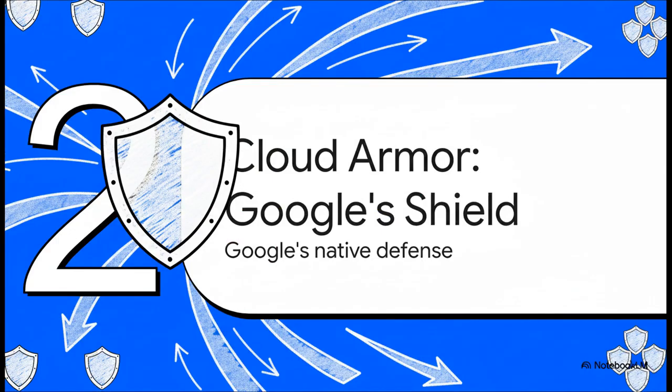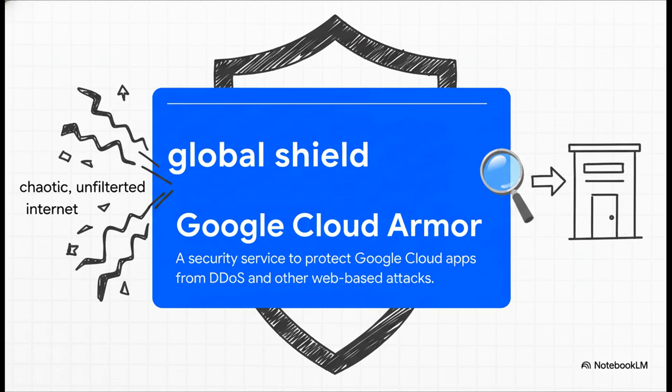Okay, so with that pretty scary picture in mind, how does Google suggest you defend your services? Well, their answer is a tool that's deeply woven into the very fabric of their network, Google Cloud Armor. To put it really simply, Cloud Armor is like a global shield. It's this security guard that stands between all the chaos of the open internet and your precious application. It inspects every single request before it even gets a chance to knock on your front door.